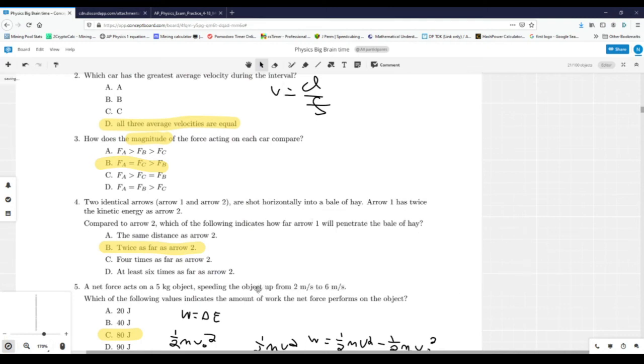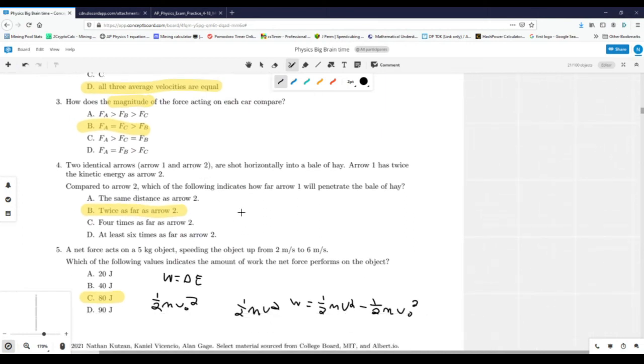Oh, that's pog. All right, so basically, what is the most important force that's going to be opposing motion when it's going through the pail of hay? What type of force will that be? Friction, right? And friction only depends on the normal force, which is going to be the same for both arrows. They have the same mass, identical arrows. Everything else is the same. So the normal force is going to be the same. We're talking about a difference in energy.